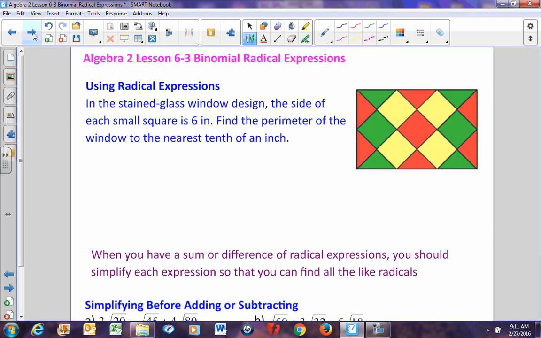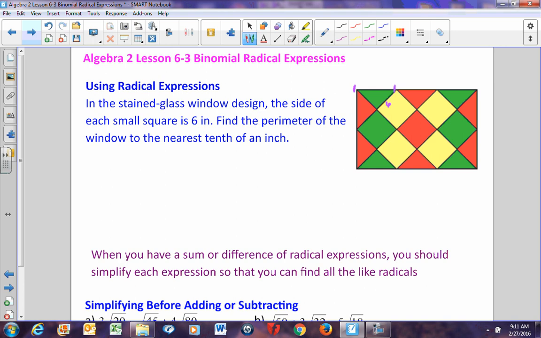Now, here we have a lovely little application. In the stained glass window design here at the right, the side of each small square is 6 inches. Find the perimeter of the window to the nearest tenth of an inch. Okay, so if it's 6 inches, we're going to have to remember some geometry here. If each side of the square is 6 inches, that means this is 6. It does not mean this is 6. This length there is not 6.